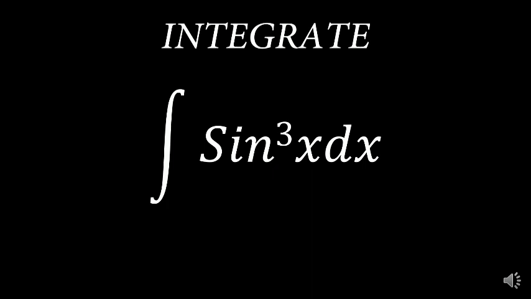So first thing I need to do is write out what I'm integrating. That is the integral of sine raised to power 3, sine cubed x dx. For this integration I'm going to be using two methods of integrating: integration by substitution, and integration using a trigonometry identity. But I'm first going to be using integration using a trigonometry identity.